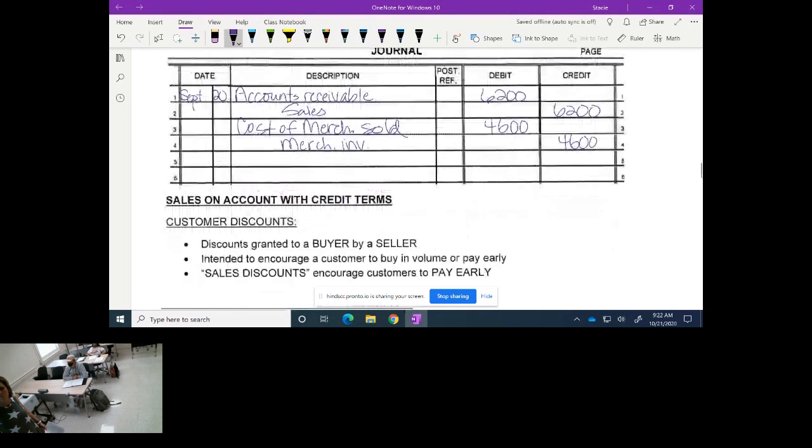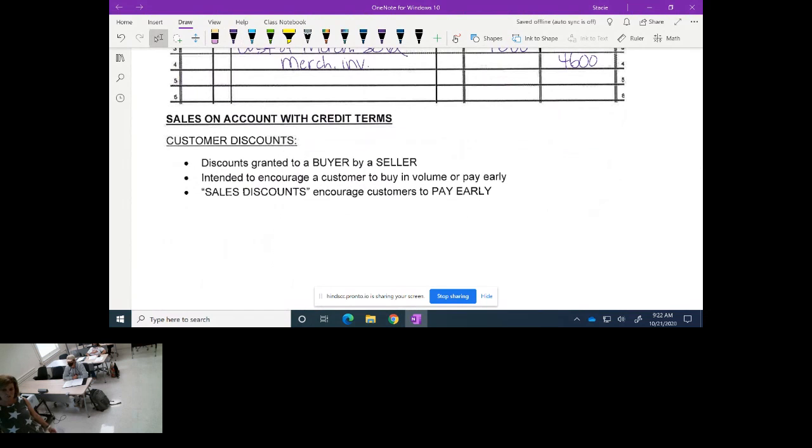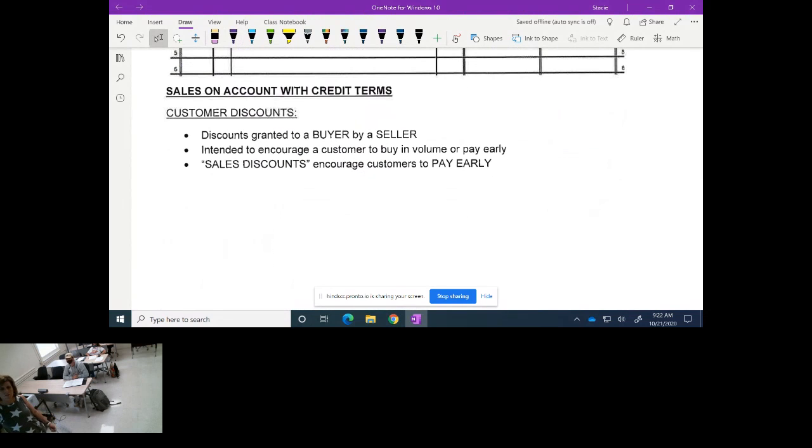Right. It goes away. All right, sales on account with credit terms. You knew it was going to come, right? Discounts are granted to a buyer by a seller. That's a customer discount. Customer discounts can be more than just discounting the price of what they're getting. It could be for paying early. It could be if you buy 2,000 boxes, we'll give you a discount of 20% or something like that. It could be other types of discounts. We're only going to focus on the paying early kind of discounts.